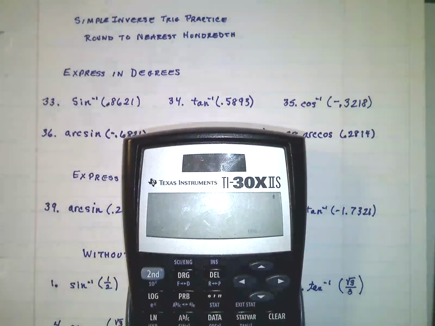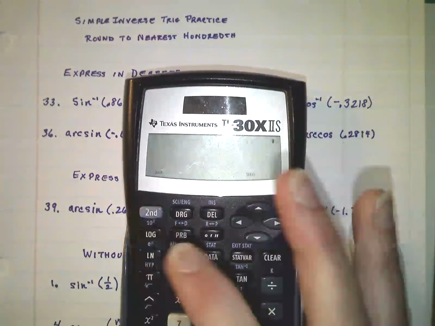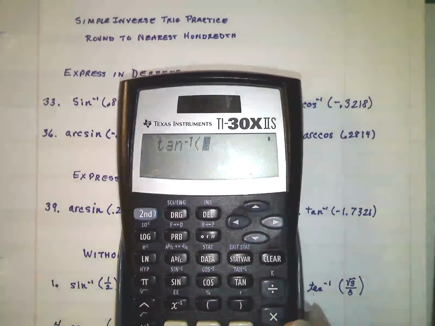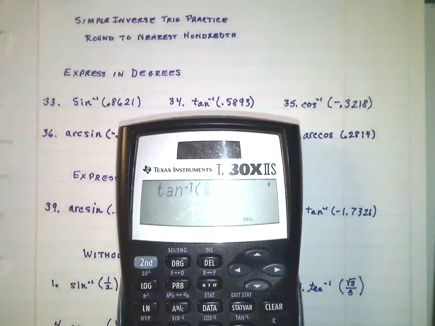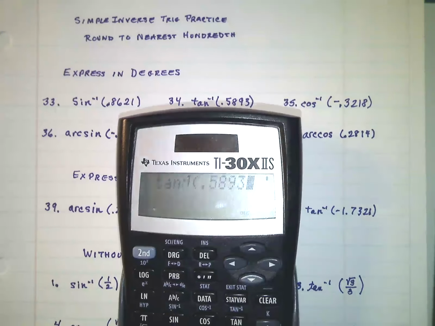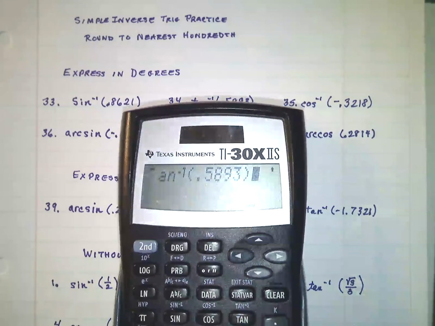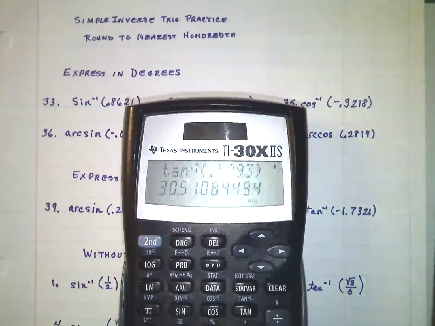So number 34, inverse tangent. Just going to go to the calculator. Thankfully it's turned on, it's in degree mode. Second, tangent, which should say right there it's going to find the inverse tangent of. And that would be inverse tangent of 0.5893. Just a habit to close the parentheses and then enter. So that should be about 30.51 degrees to the nearest hundredth.